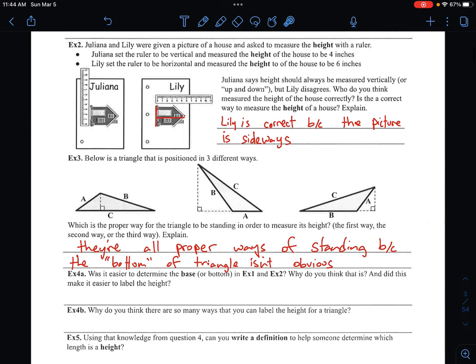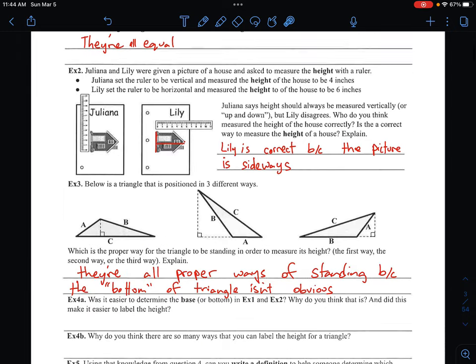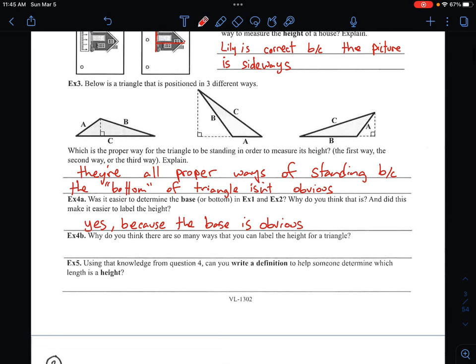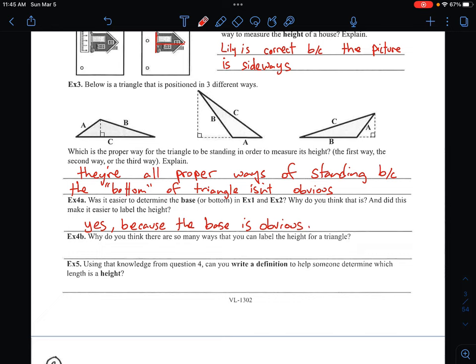So was it easier to determine the base or the bottom in example 1 and example 2 with the people and the house? Why do you think that is? And did this make it easier to label the height? Was it easier? Yes. And why do you think that is? Because the base is obvious. Did it make it easier to measure the height? The answer to that is yes.